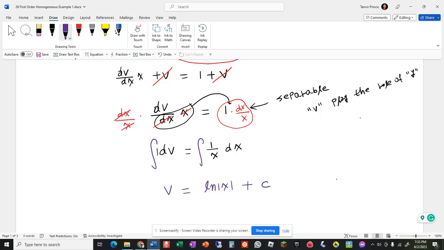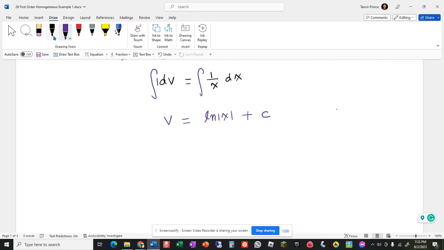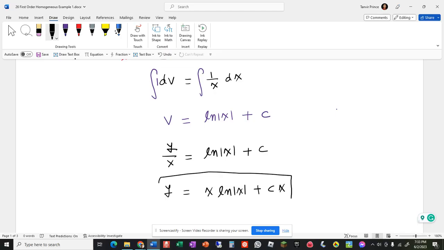But that's not the answer. I have to substitute back the v. Remember, v is y over x. So I need to replace v by y over x, equal to ln of x plus c. Multiply both sides by x. So I can actually write this explicitly, and that will be my general solution.